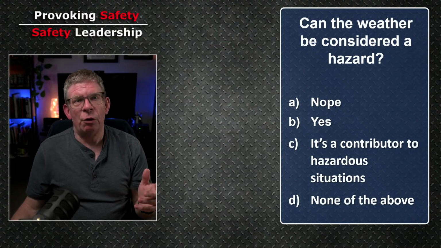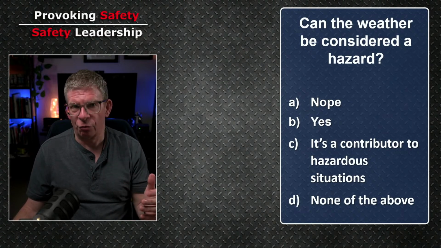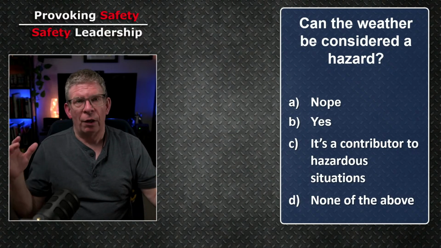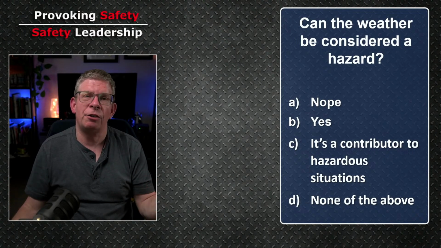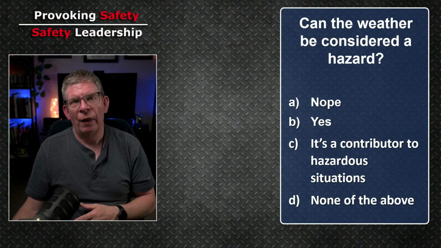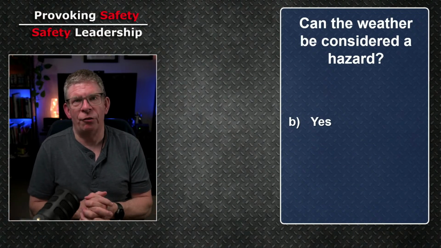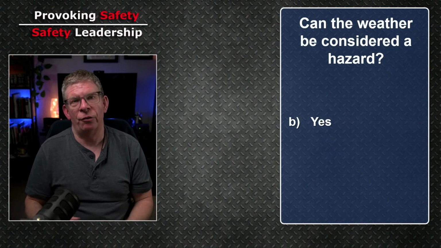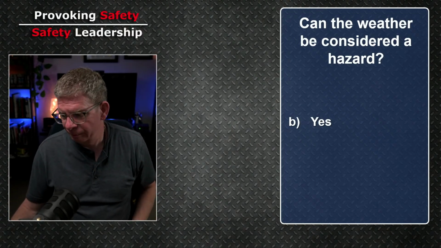Really and truthfully, if you have to apply a control for something so work can continue safely, then whatever it's controlling should be considered a hazard. So if you have to erect a shelter to work in the rain, then guess what? You've erected an engineering control. So yes, the weather can be considered a hazard. I'm not saying it's a hazard every time, but it can be considered a hazard. If you don't agree, by all means, I want to hear from you.